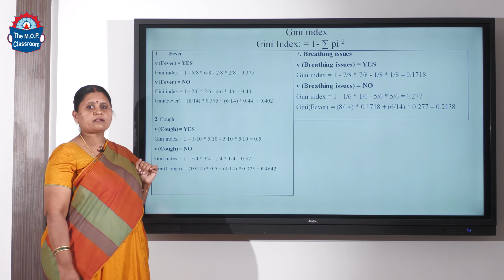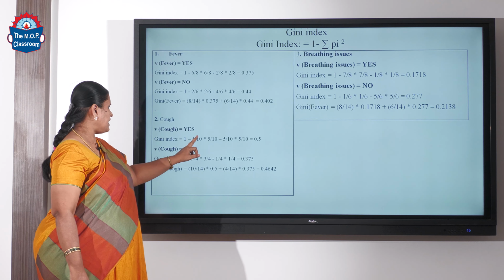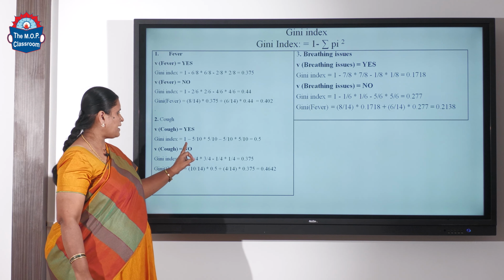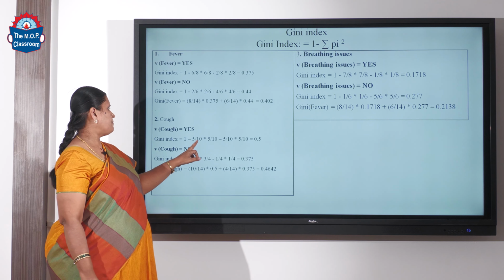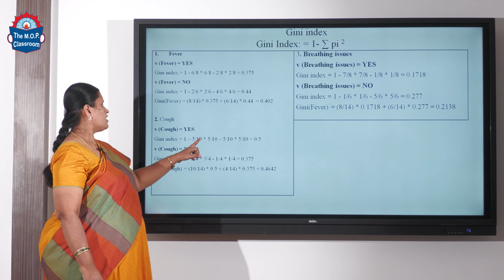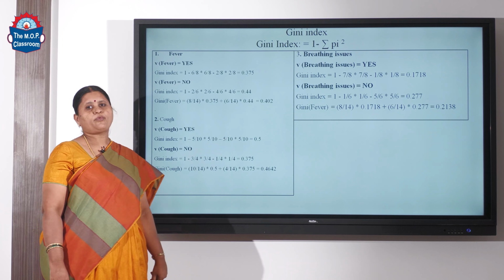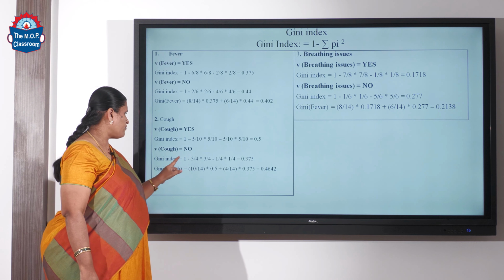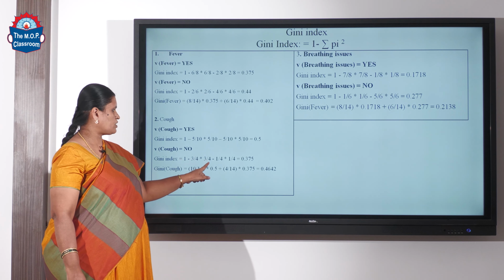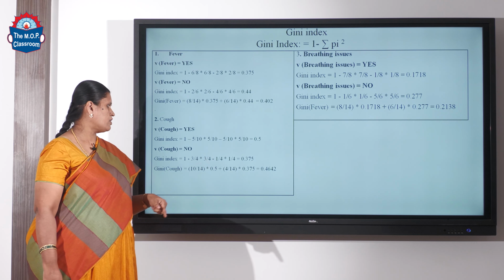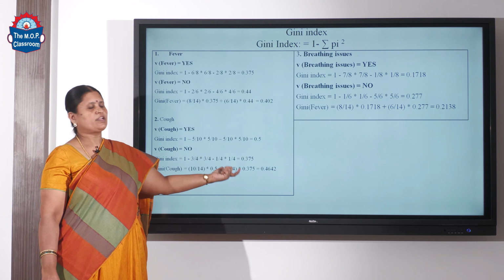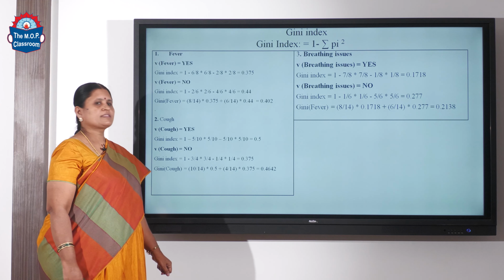Next one, we are going to calculate for cough. So cough is yes. So the Gini index value is 1 minus; there are totally 10 yes cases here according to cough. So it is 5 by 10 yes and 5 by 10 no. So we are getting 0.5. Next, again for cough, no, it is 1 minus 3 by 4 squared and 1 by 4 squared. There are four records, out of which 3 are yes and 1 is no. So we are getting 0.375.